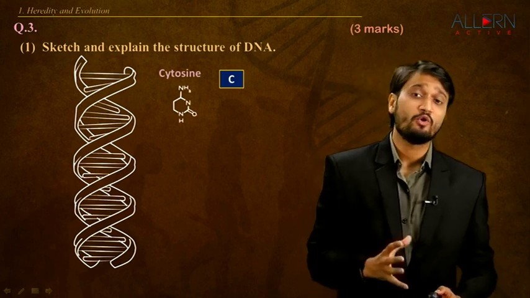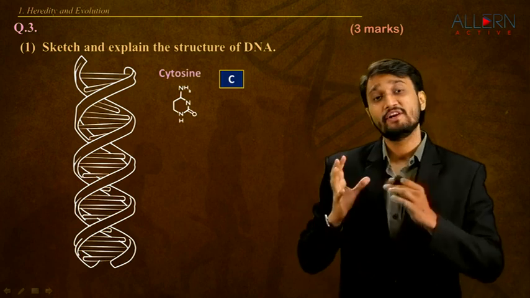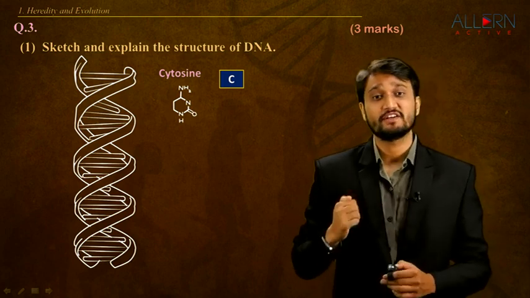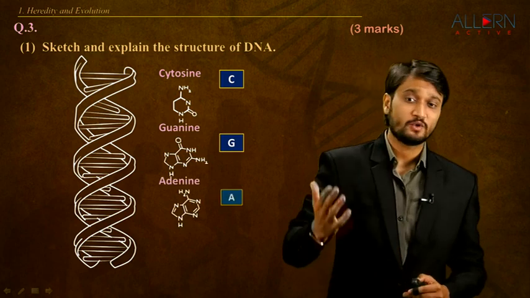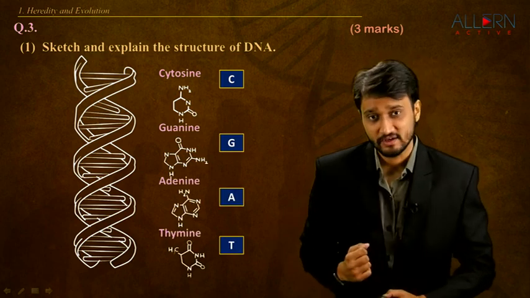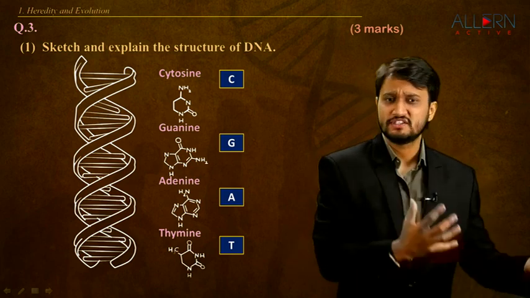But before we go on to the labeling of the diagram, we need to understand that these nitrogen bases are of four types. We have the first one over here, cytosine, then guanine, then adenine, and obviously the last one is thymine. So we write them as A, T, G, C.